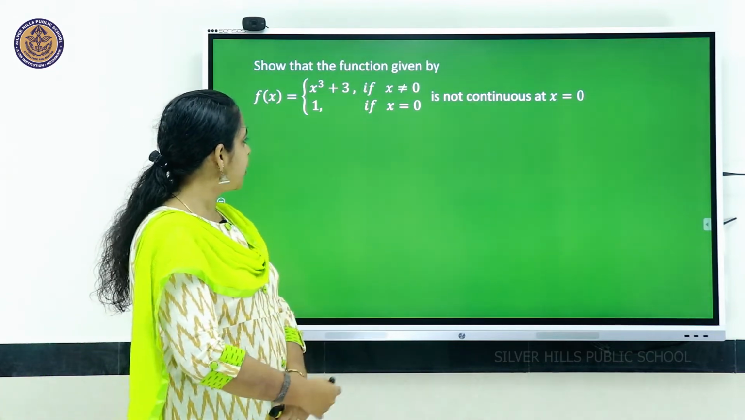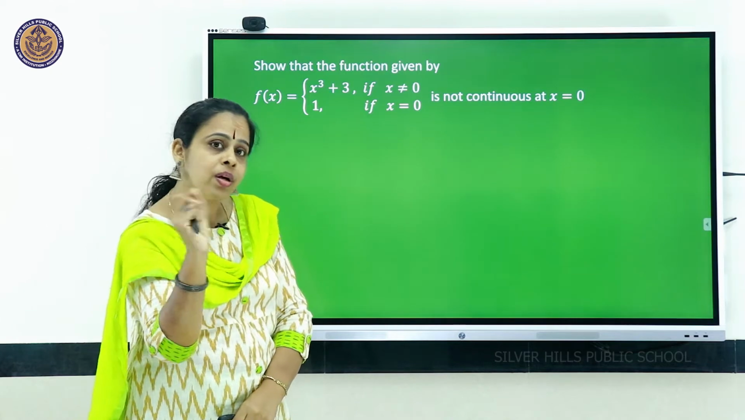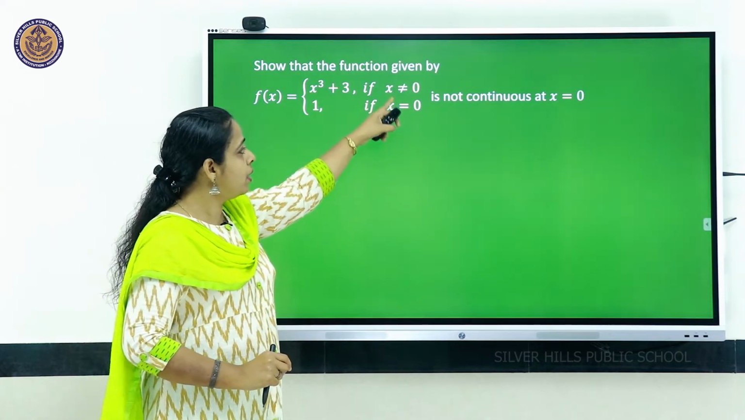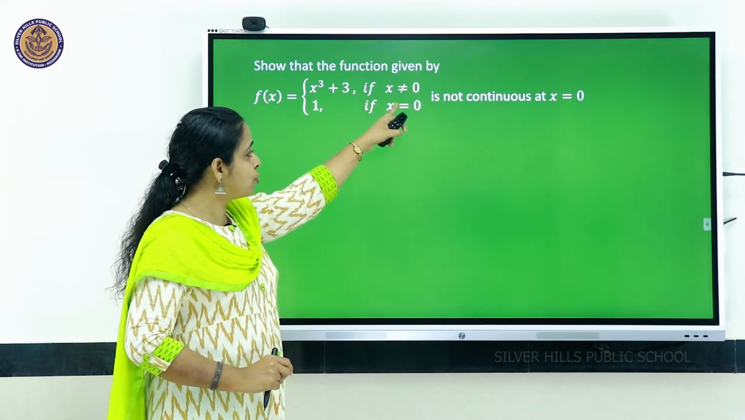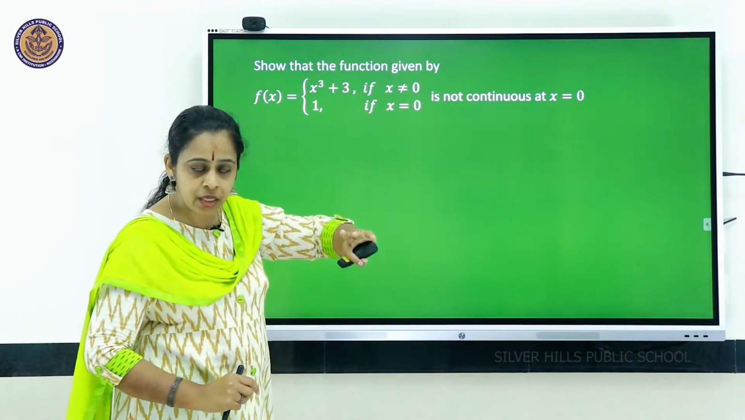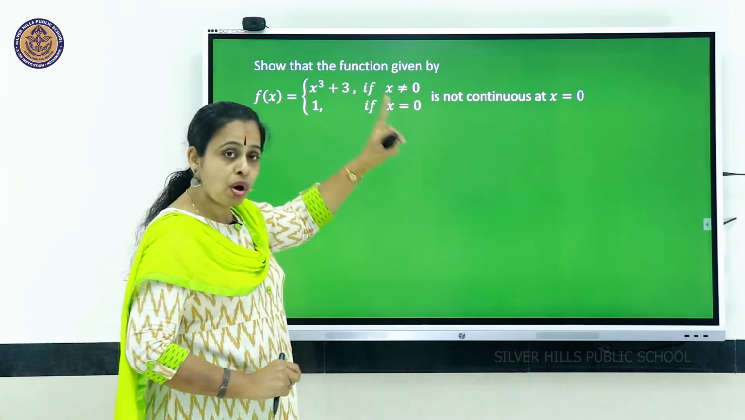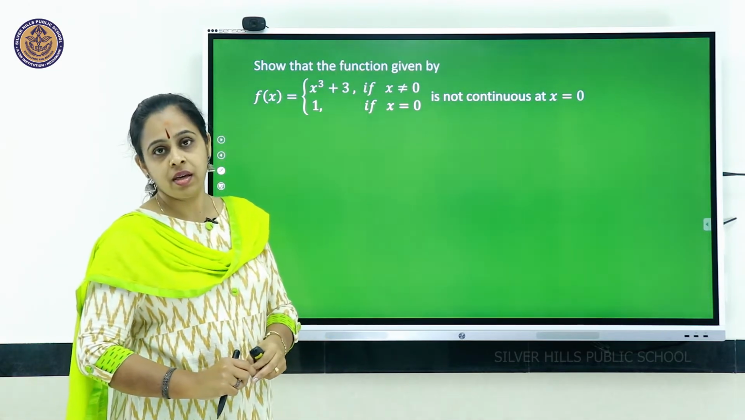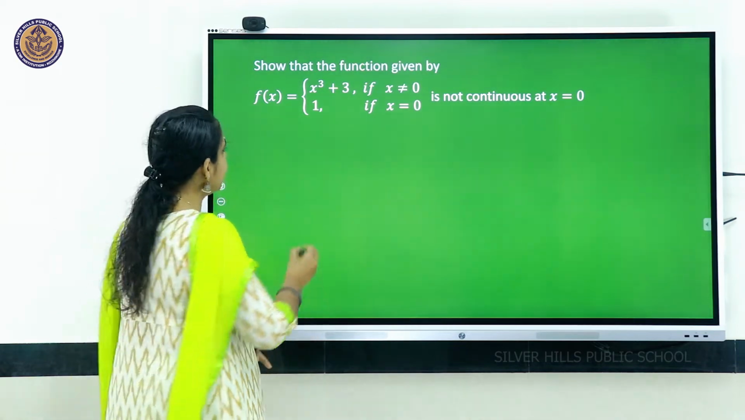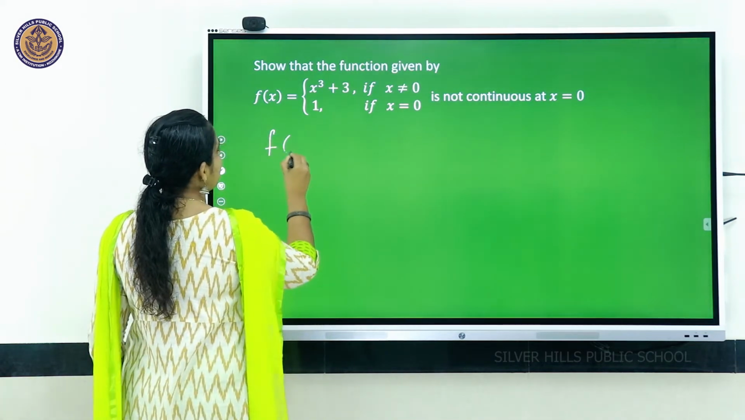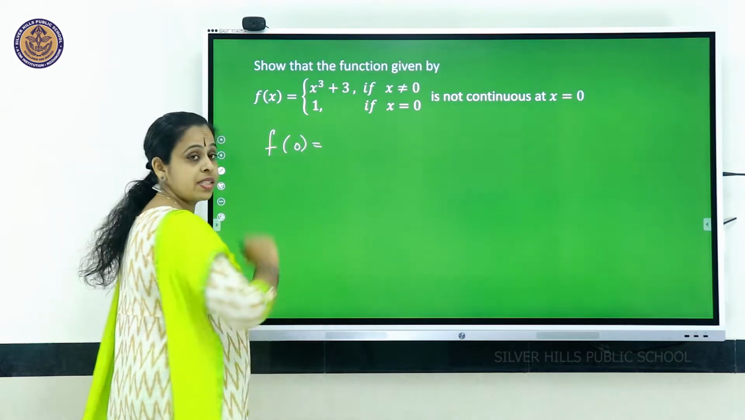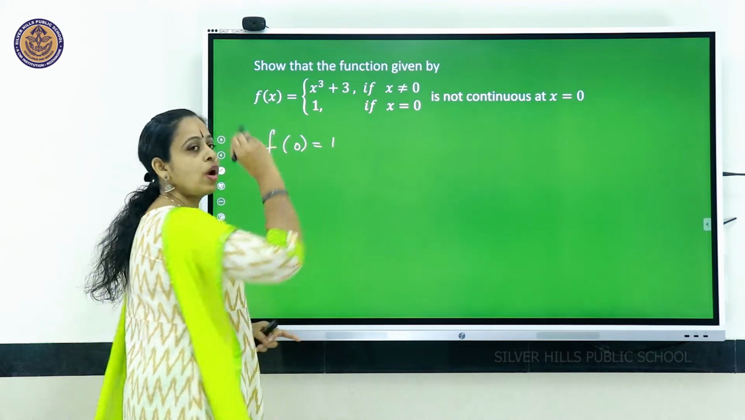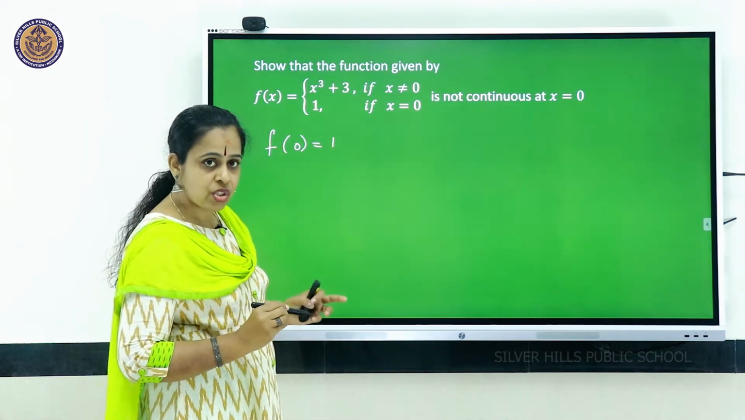Coming to next question. Show that the function given by is not continuous. Okay. Here the domain is defined: x equal to 0 takes the value 1. When it is not 0, it is taking the value x cube plus 3. Let us see how to check the continuity. F of 0. Our c is 0 here. When x equal to 0, the value of the function is 1. Now, let us take the LHL.